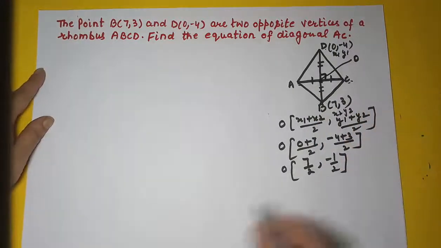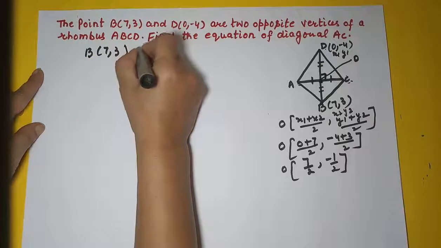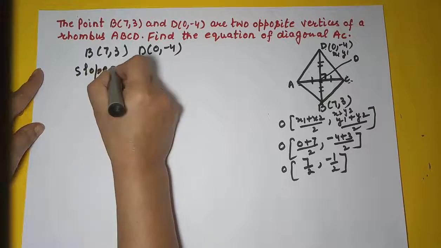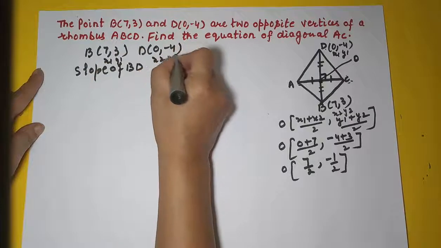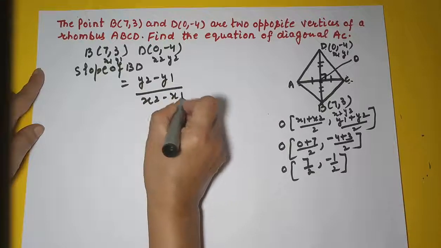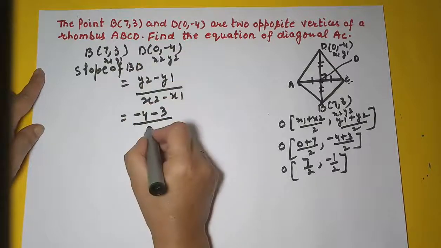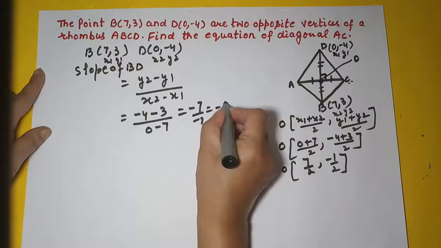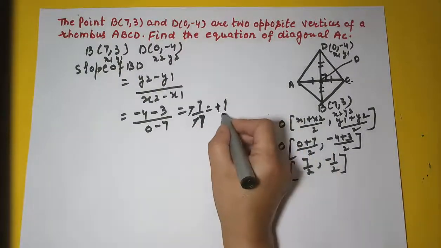So we can write this as: my point B is 7 and 3 and my point D is 0 and -4. So let me find the slope of BD. This will be x1, y1, this will be x2, y2. So slope of BD is (y2 minus y1) upon (x2 minus x1). So what is my y2? -4, y1 is 3, x2 is 0 and x1 is 7. So this is -7 upon -7, which is equal to +1. Minus and minus will cancel. This will be +1. We have found the slope of BD.